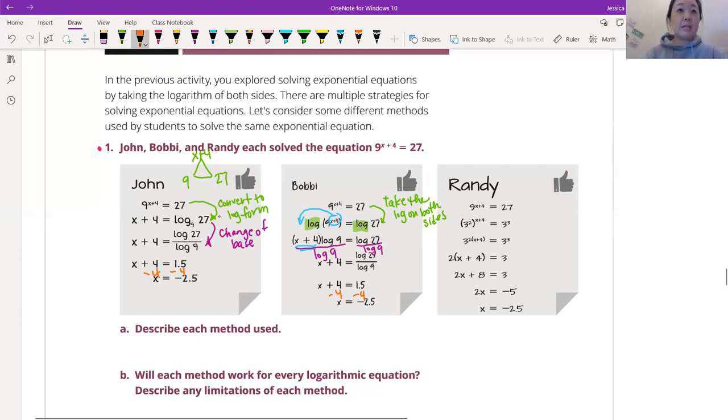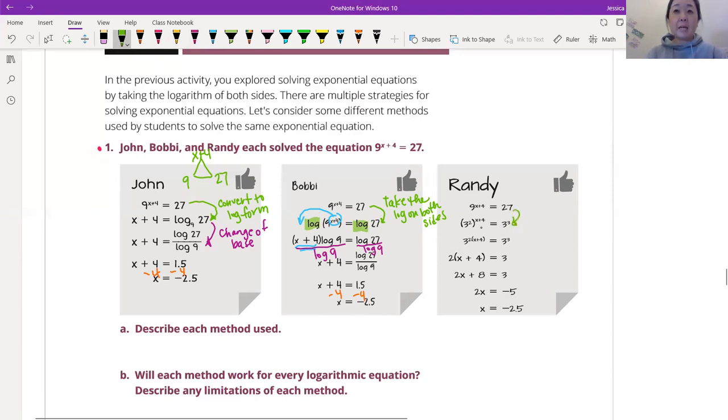Okay, so this one is convert. So John's way is convert to log form, which is also Todd's way. Bobby's way is take the log on both sides, which is also Danielle's way, right? Same thing. And Randy does something completely different. What does Randy do? Right, from here to here.